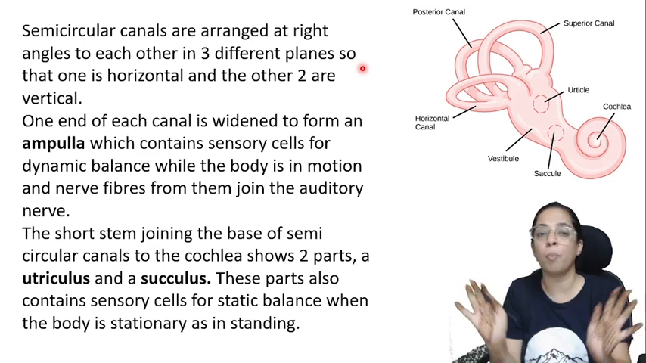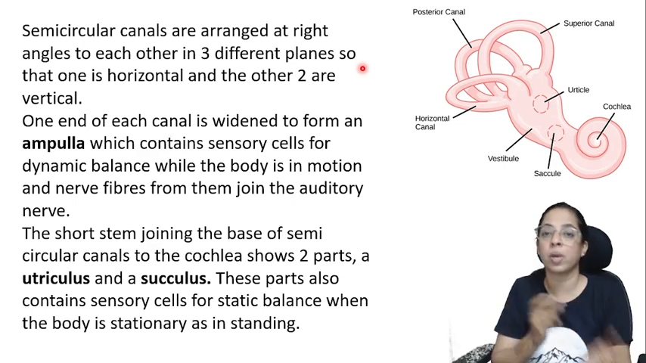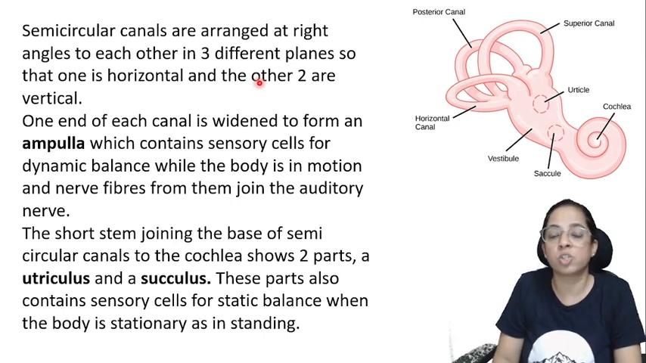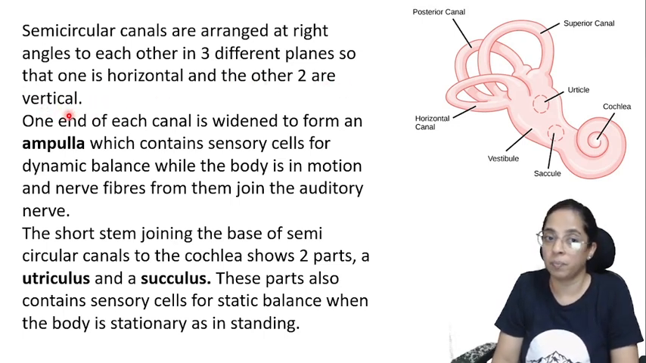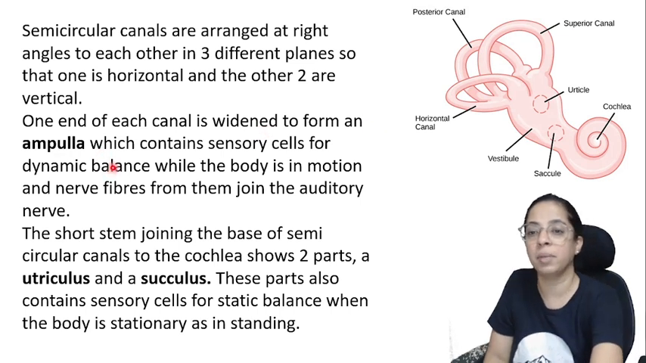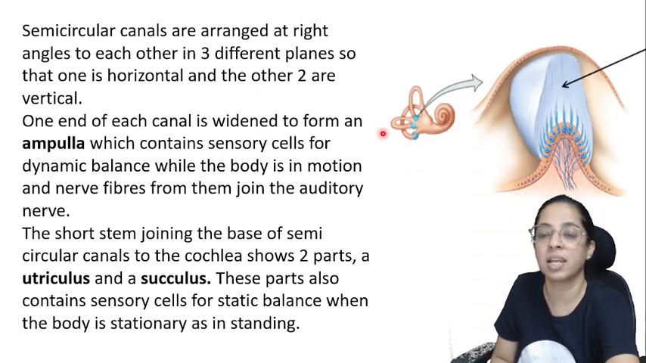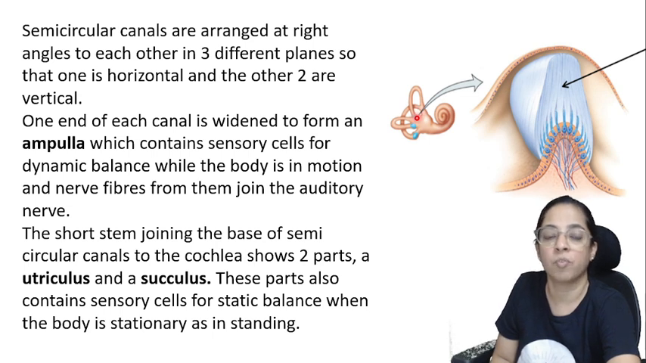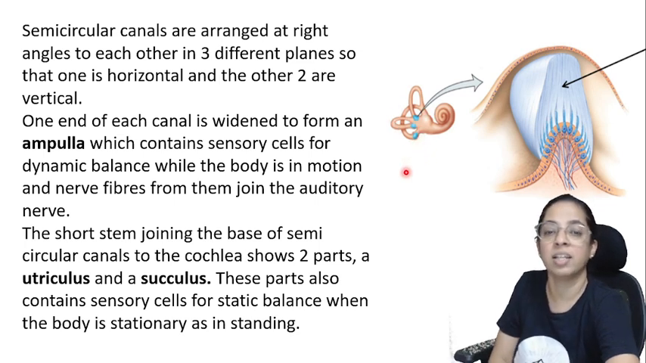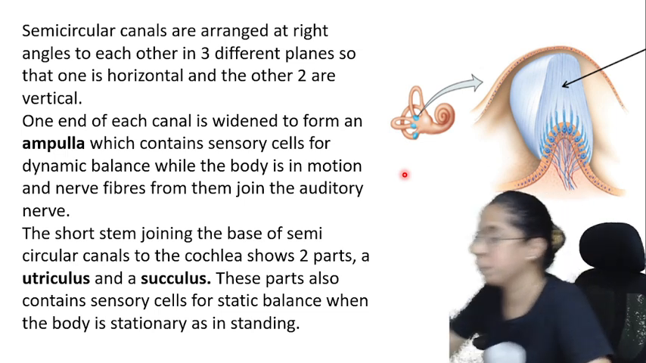They are not coplanar. They are in different planes, X, Y, Z. So one is horizontal and the other two are vertical. One end of each canal is widened to form an ampulla. Beta, you can see this diagram, one end of each canal. Can you see this canal? One end of this canal, the end of this canal, and this canal's end. Okay, they are widened to form an ampulla.